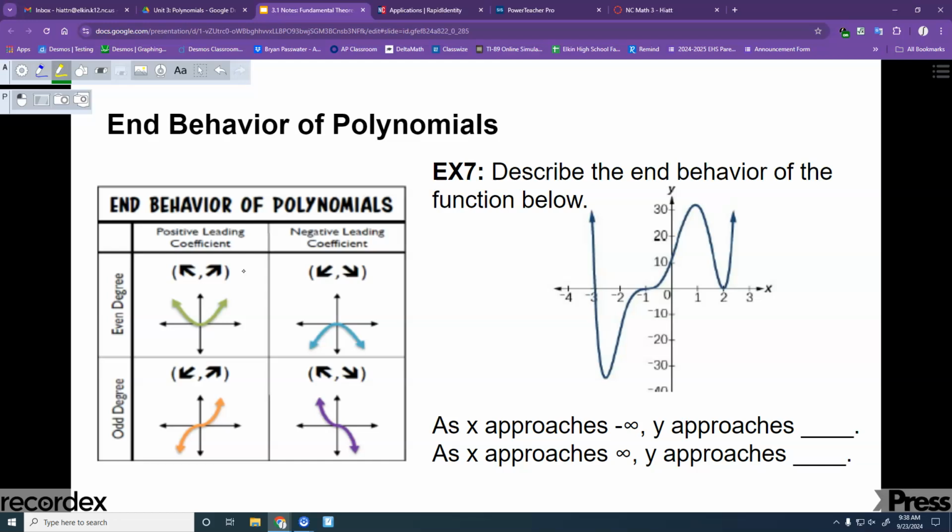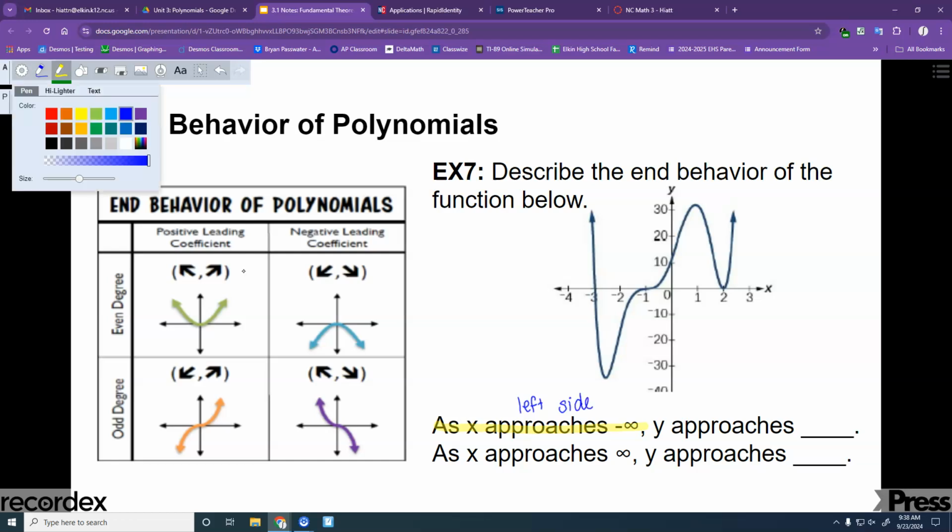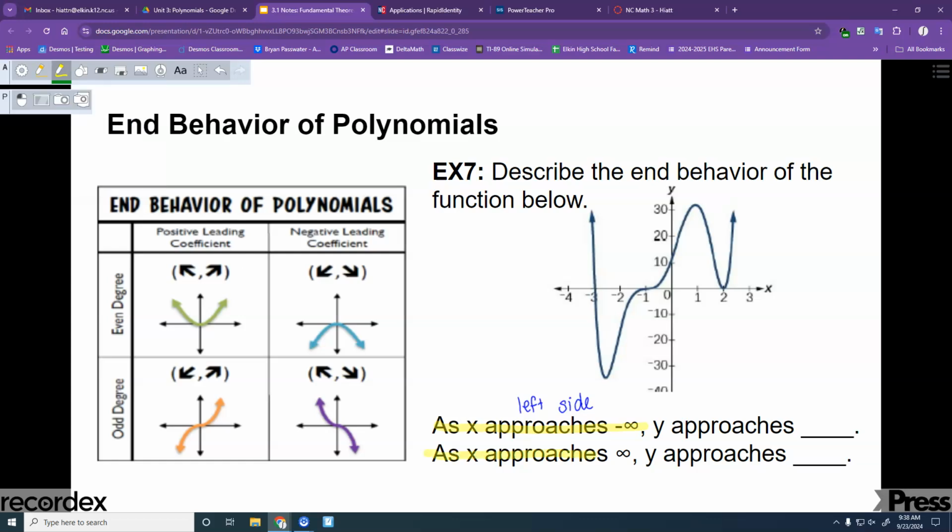So when you see this right here, as x approaches negative infinity, this just means left side, right? And our other part, as x approaches positive infinity, that means right side of the graph. Now, if you're looking at a graph, you're just looking to see whether the ends go up or go down, or one of them goes up and the other goes down, or they're switched, right? Those are your 4 options. There's only 4 options for how these can look.